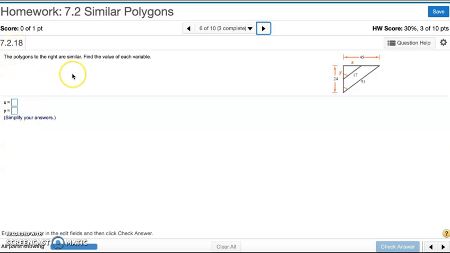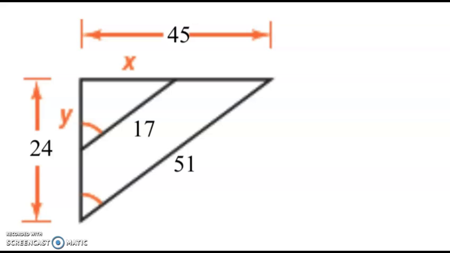Number 6. The polygons to the right are similar. Find the value of each variable. So let's take a look at it. I'm going to solve for y first. I'm going to set up proportions: y from this triangle over 24, the length of that one, equal to 17 from the small triangle over 51.